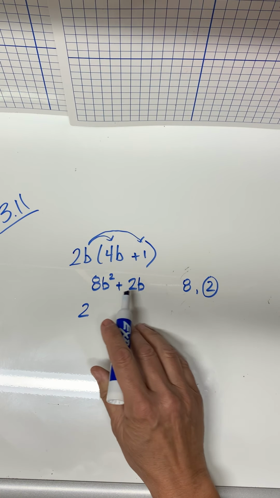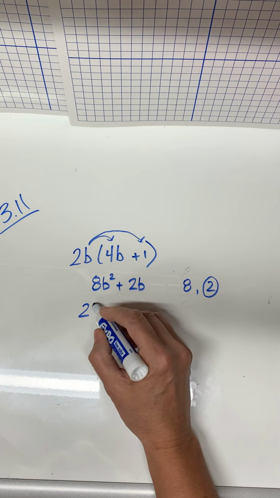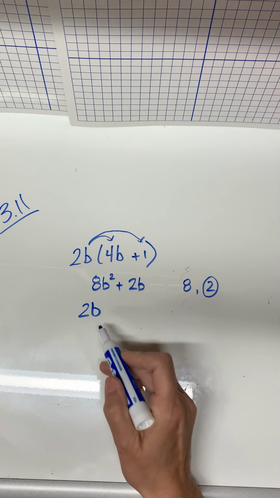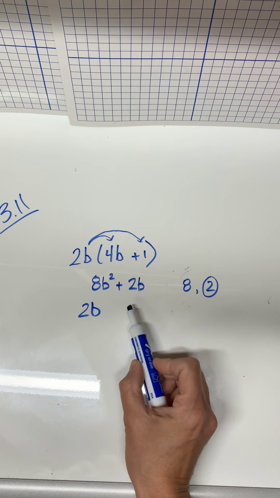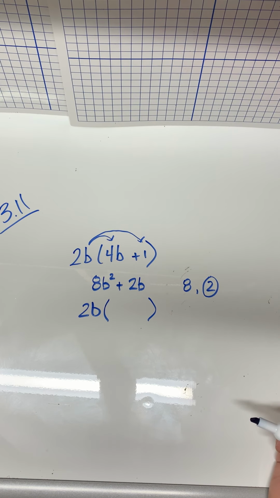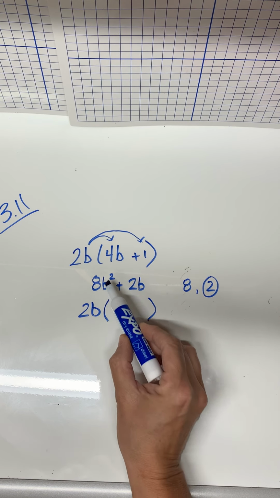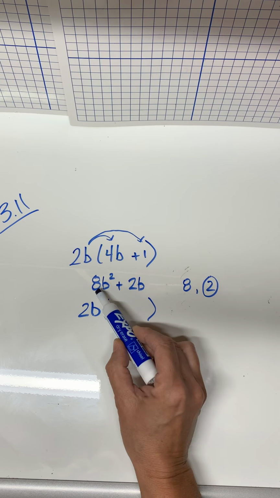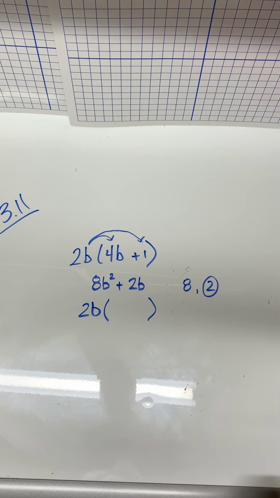Now, going to the variables, you're just going to choose the smaller one. So b to the 1 is the smaller of the two variables. So this is my GCF. Notice that's what I had there. If I factor that GCF out, I'm left with an empty set of parentheses, and I need to put in here what's remaining after I factored out the 2b.